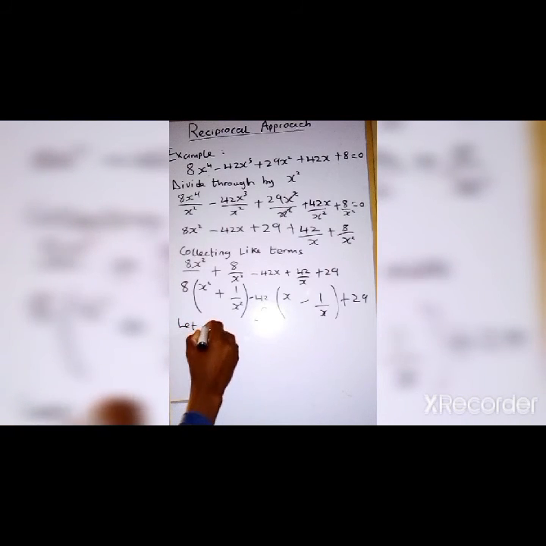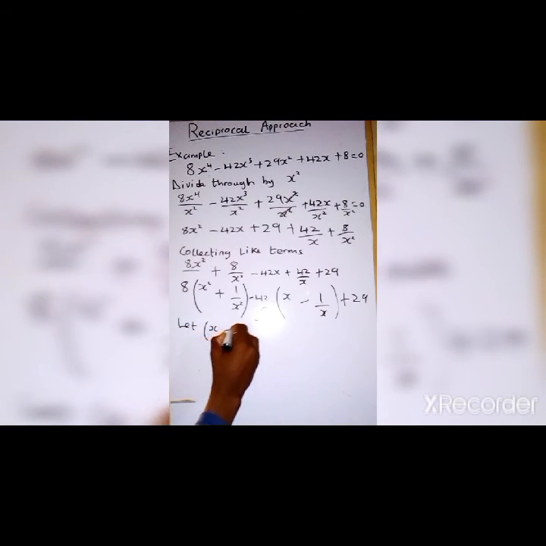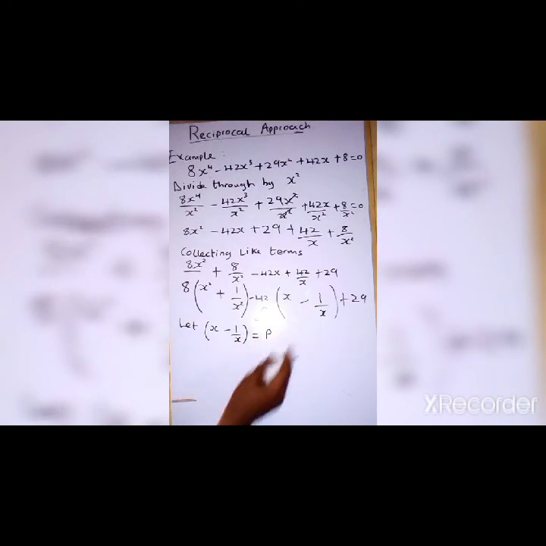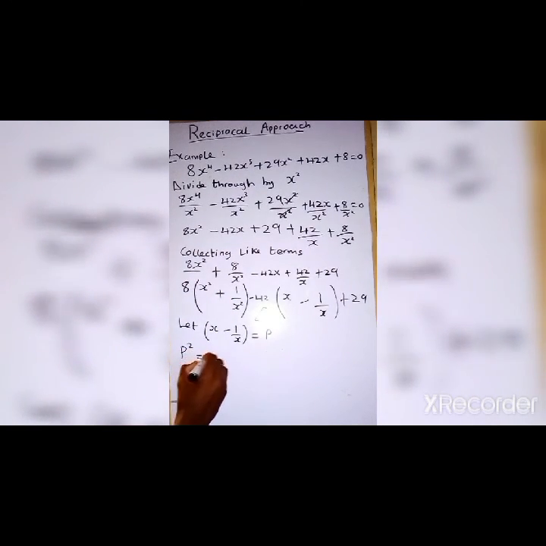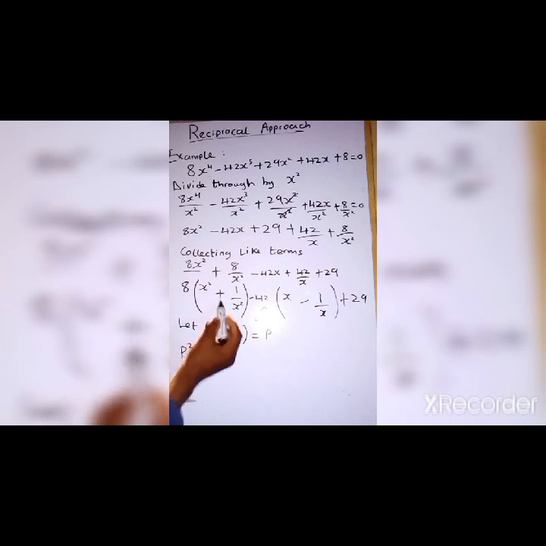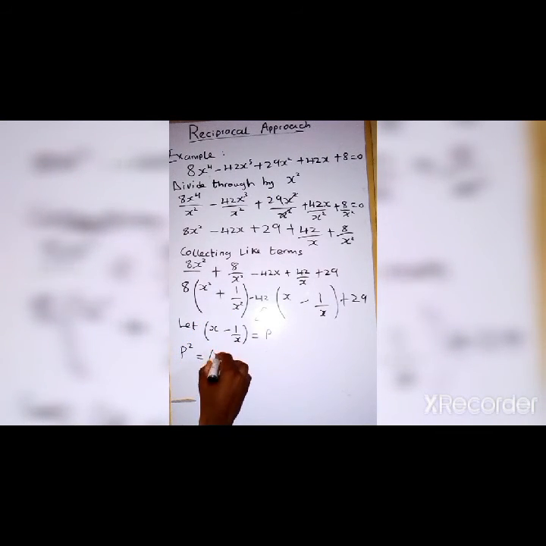Let x minus 1 over x equal p. So when x minus 1 over x equals p, how do we get this? By squaring it. So p squared will now be, when we square this, we know that we get this. Let's try. We have x minus 1 over x all squared, which is equal to x minus 1 over x times x minus 1 over x again.